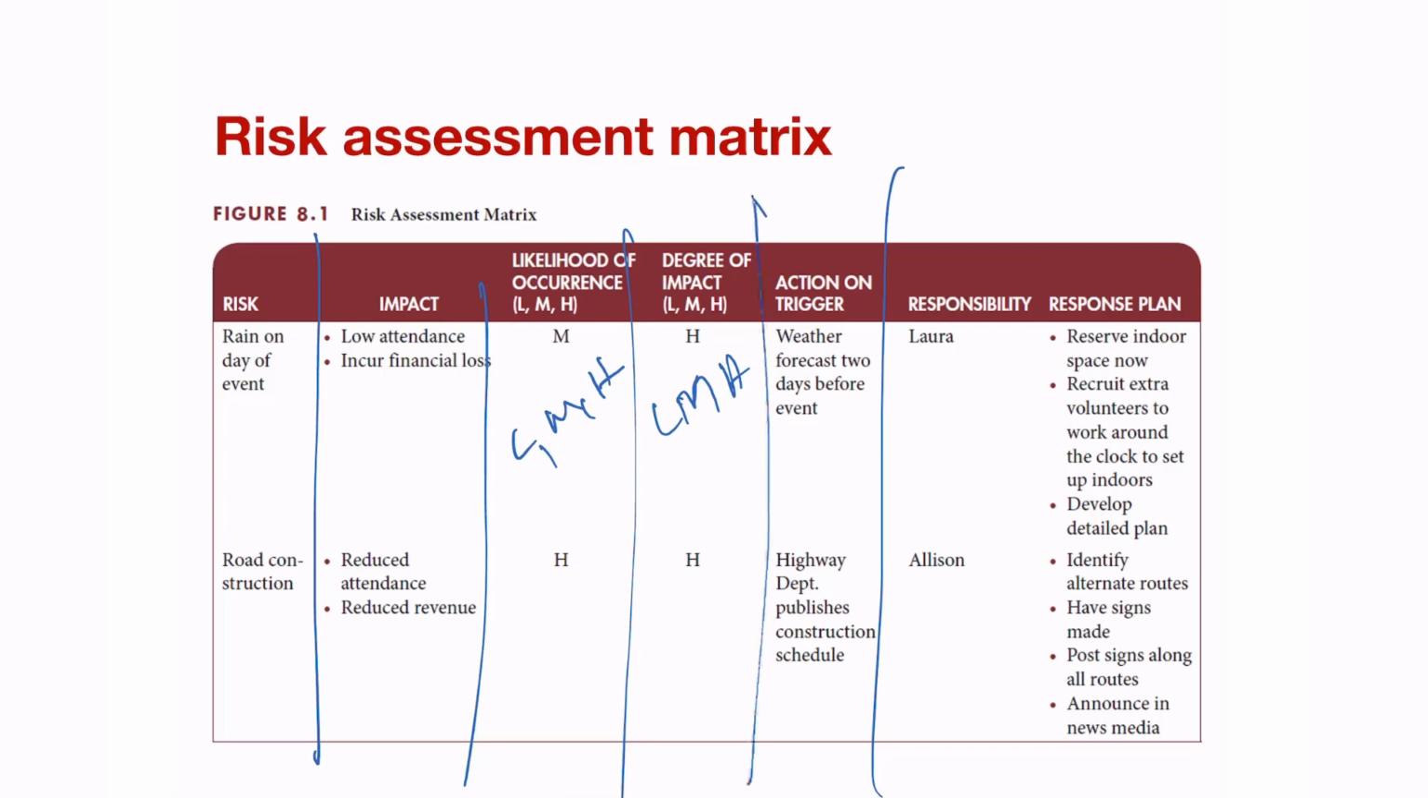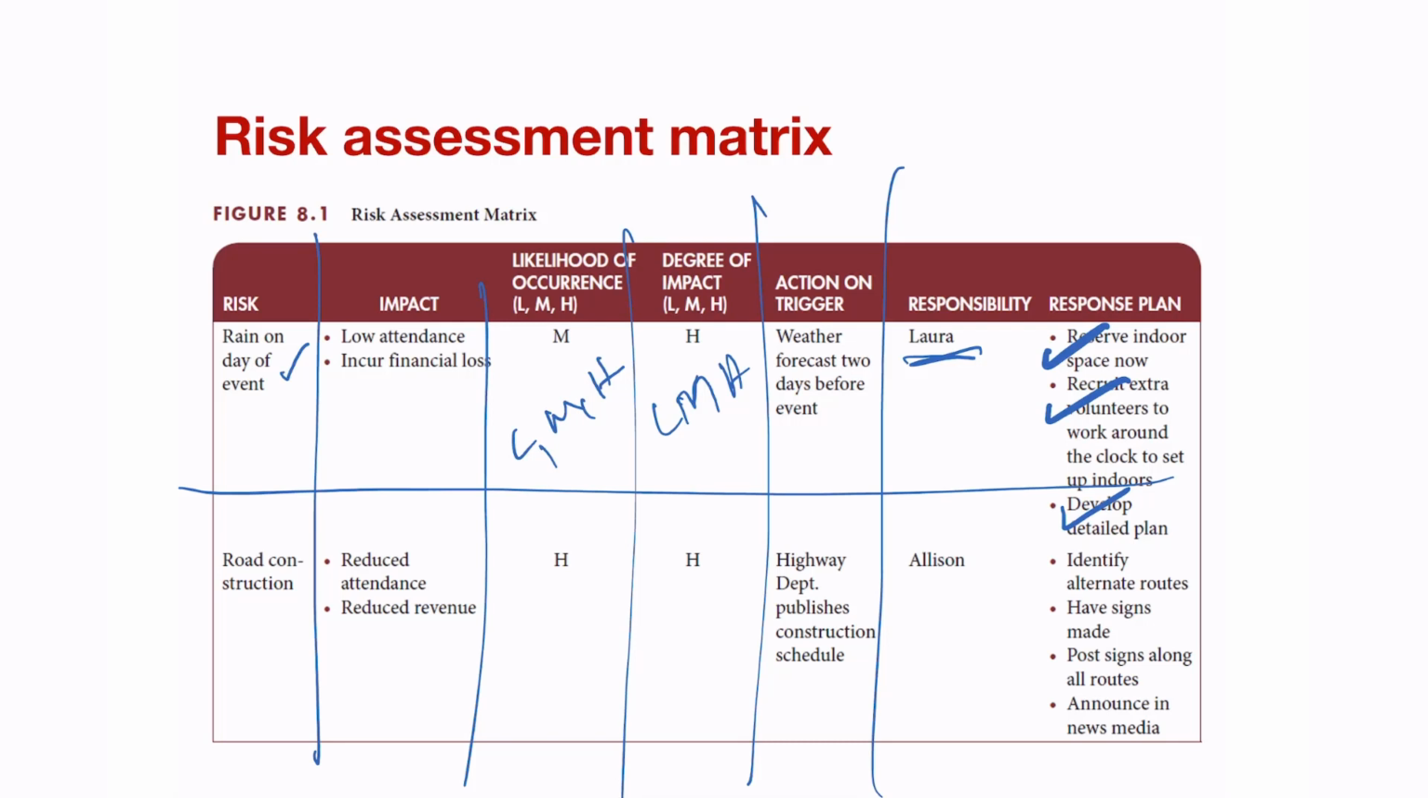Or some sort of trigger event that you put in place. So in this case, there's rain on the day of the event, and the trigger event is the weather forecast 2 days before the event, and Laura is responsible for then kicking into gear a response plan, which is reserve indoor space now, recruit extra volunteers, develop a detailed action plan. And this is in mitigation of potentially the rain washing out the event.